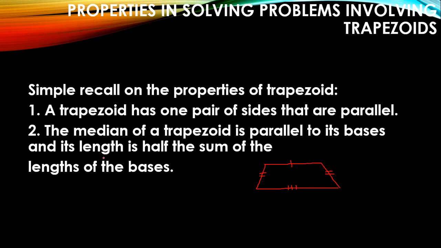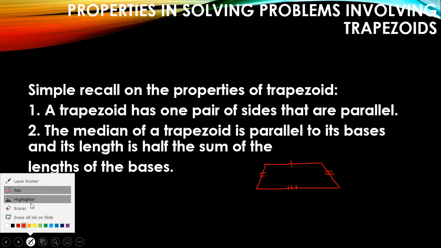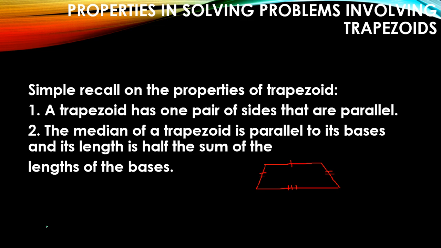Then number 2, the median of a trapezoid is parallel to its bases and its length is half the sum of the lengths of the bases. So this is the median or the mid segment, okay? And this mid segment is parallel to the bases, specifically the upper base and the lower base. So it is parallel.